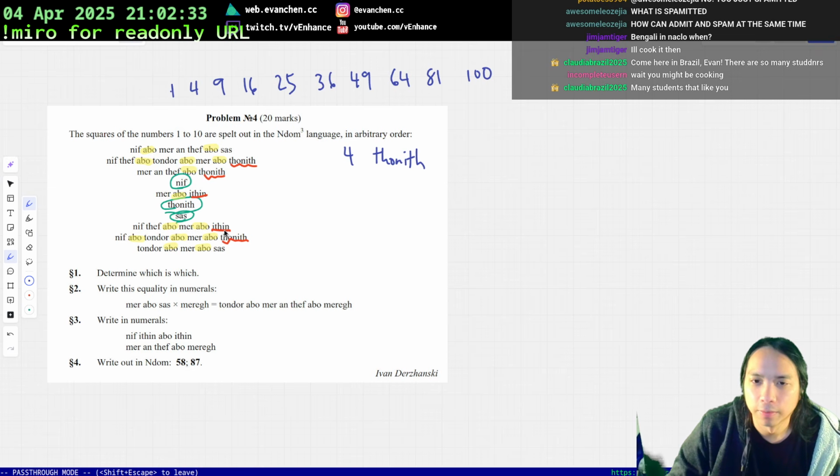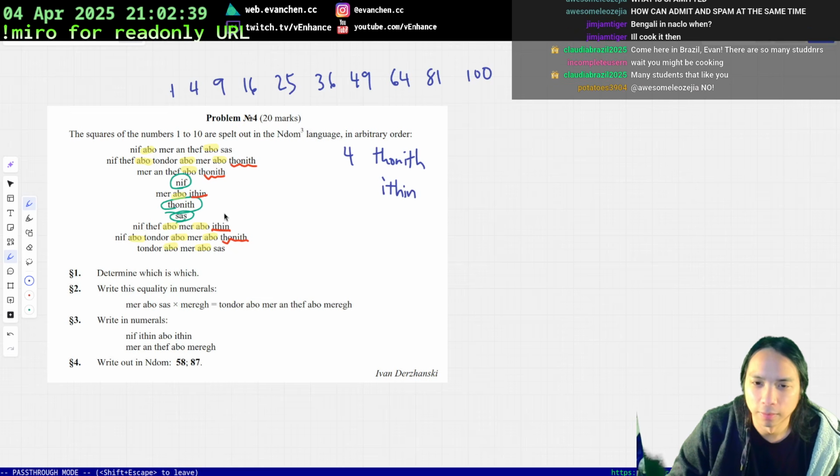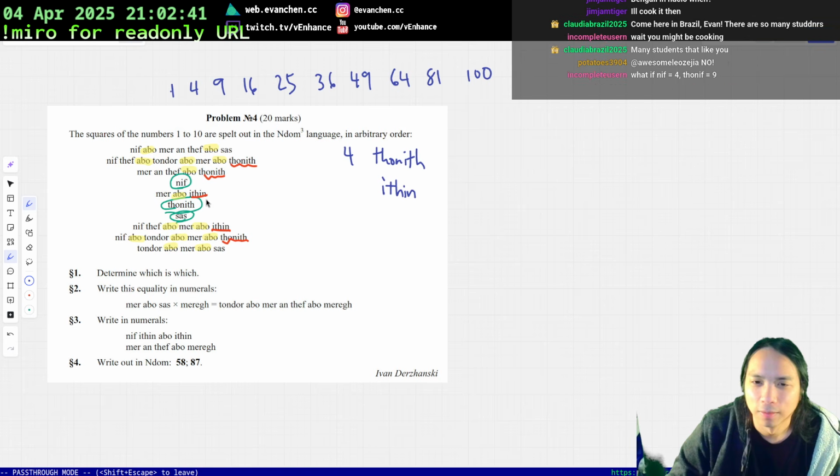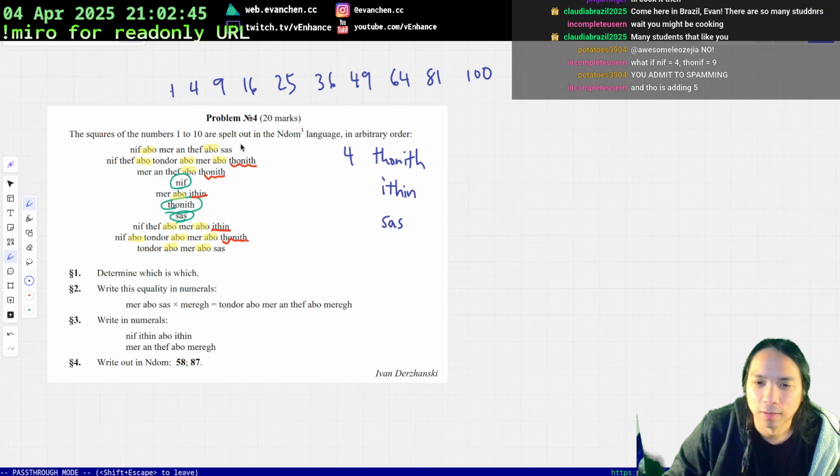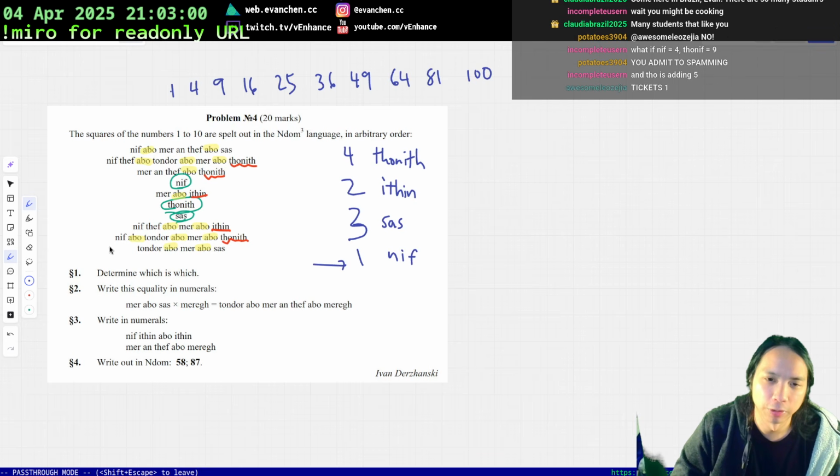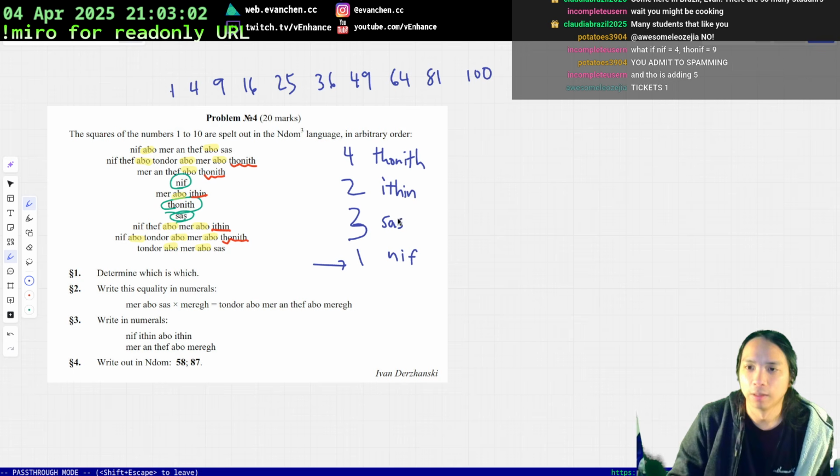And there's some things that end with Ithin, although notably no single digit ends with Ithin. There's like Ithin. And then there's Sass. There's 3 Sass, and 2 Ithin, and then 1 thing that ends with Nif. This is probably different from the others, because Nif keeps appearing at like the front instead of the back.